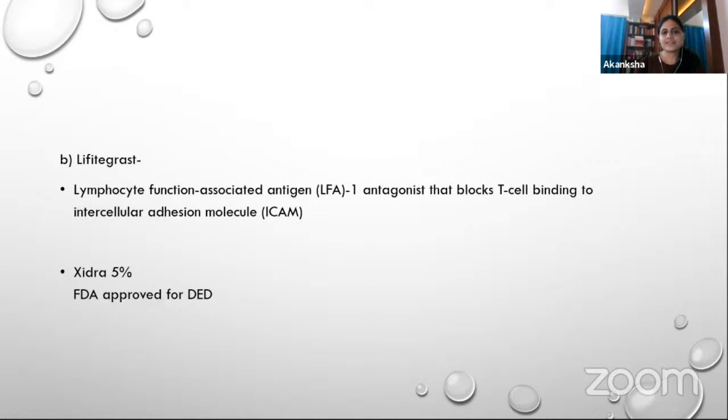Now, the recent drugs like lifitegrast, which is commercially available as Xiidra 5%, have also been FDA approved. This is a lymphocyte function-associated antigen antagonist. It also blocks the T cell binding to the ICAM molecule. The ICAM molecule is basically present on the inflamed epithelial cells, and because this blocks the adhesion of T cells to these receptors, the inflammatory cascade is inhibited.